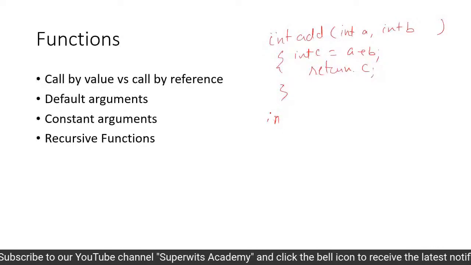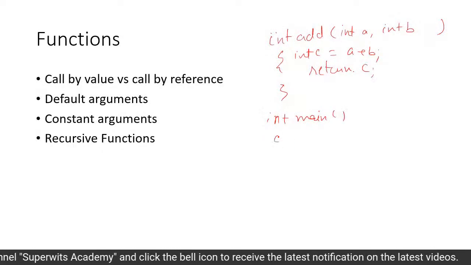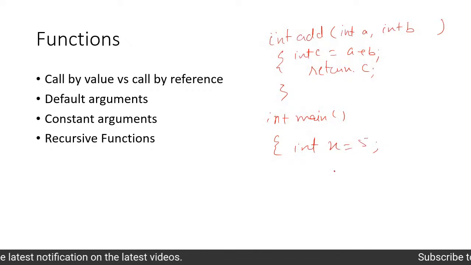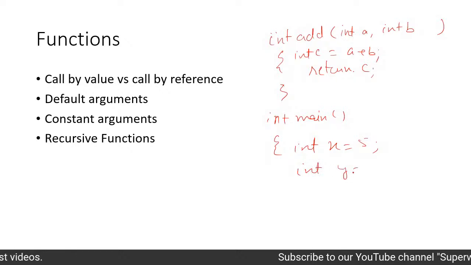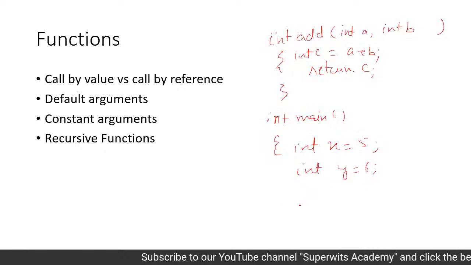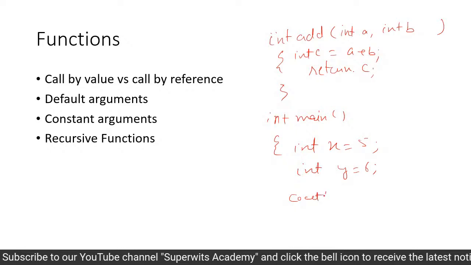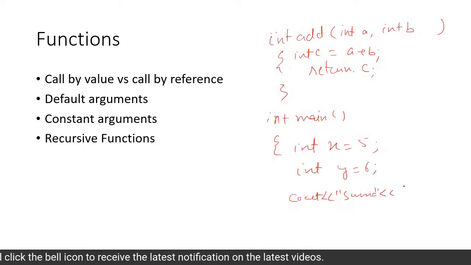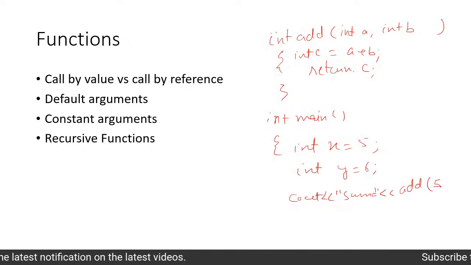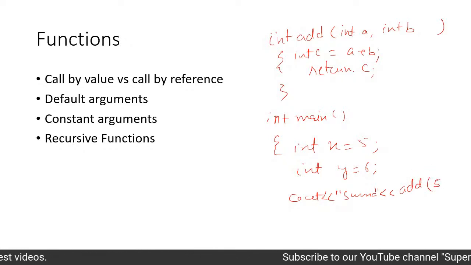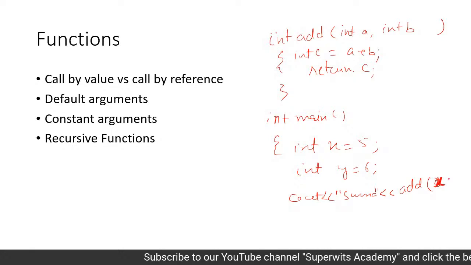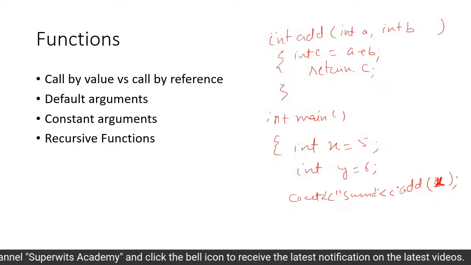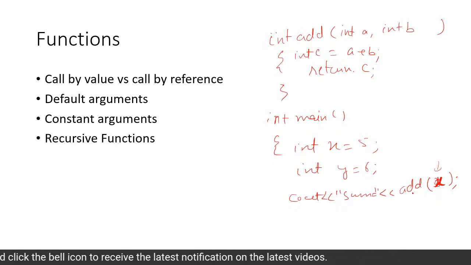Similarly, in the main function, we have int x equals 5 and int y equals 6. Then we can simply do a cout of sum equals, and call the method with x. Now, if I do this, we are supposed to have two parameters here, and I'm passing only one single parameter.